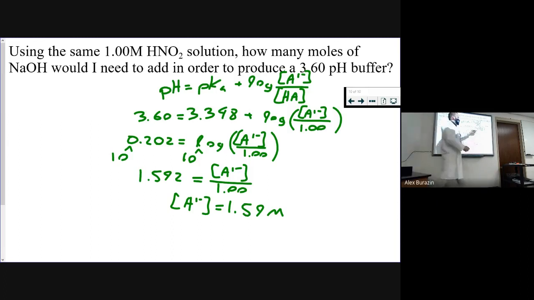Okay, this ratio right here is 1.59 to 1. As long as I have that ratio, meaning some number up top, some number on bottom, and that ratio holds true, then my pH will be 3.6 like I want it to be. So the question is how much of the hydroxide do I need to add in order to hit that ratio? That's the question.